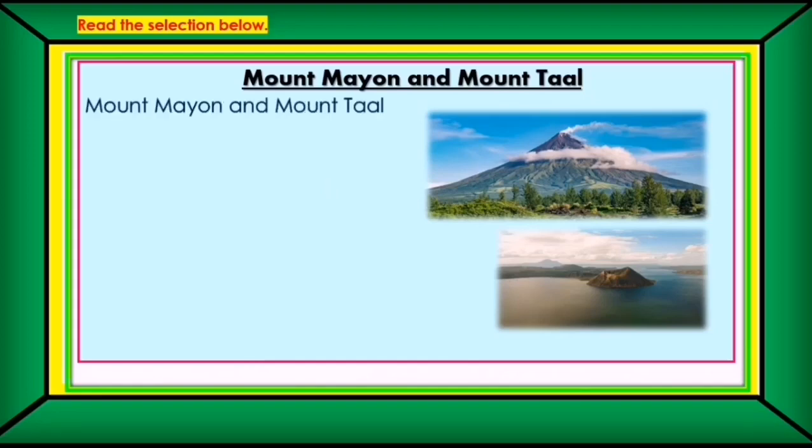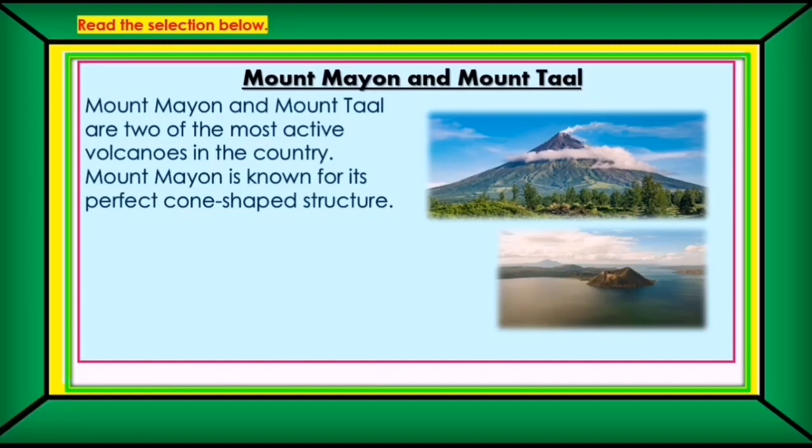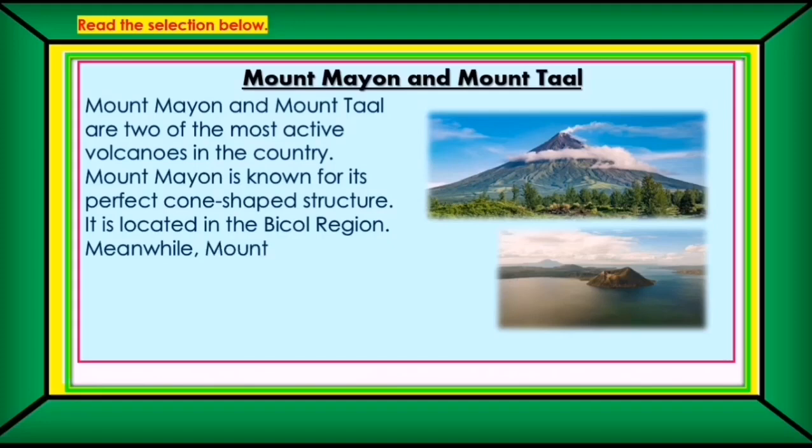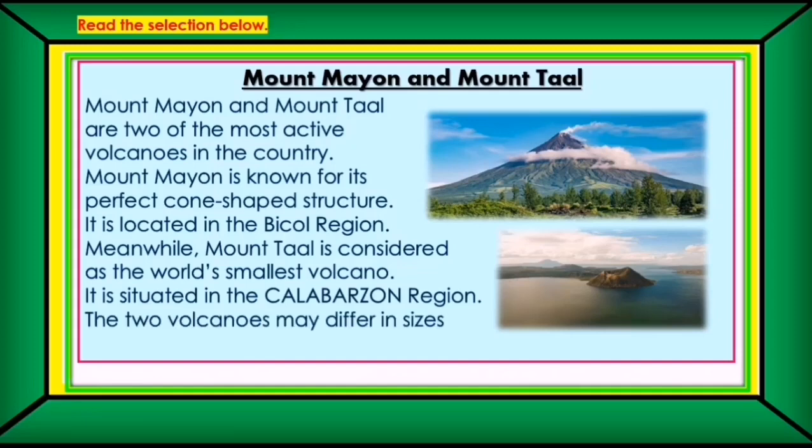Mount Mayon and Mount Taal are two of the most active volcanoes in the country. Mount Mayon is known for its perfect cone-shaped structure. It is located in Bicol region. Meanwhile, Mount Taal is considered as the world's smallest volcano. It is situated in Calabarzon region. The two volcanoes may differ in sizes, but once they erupt, both may be destructive. Okay, it's time for you to read.